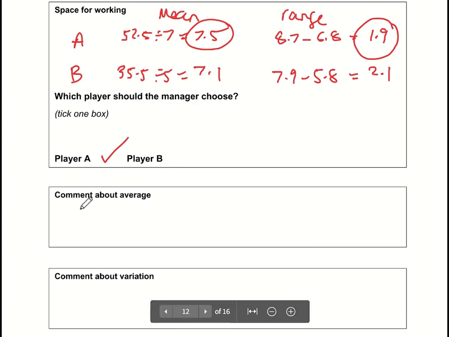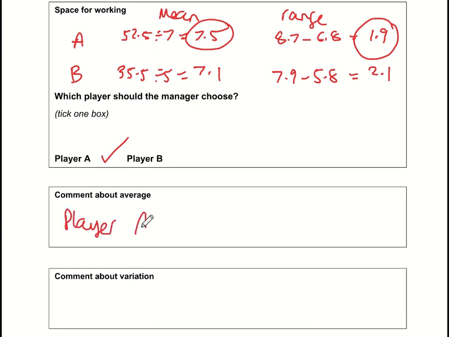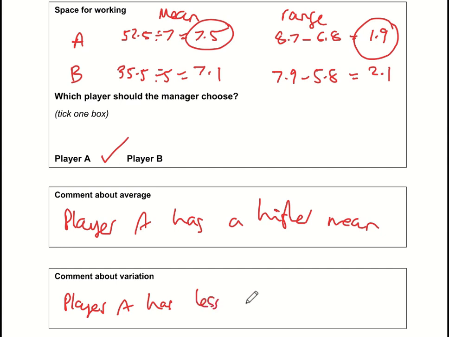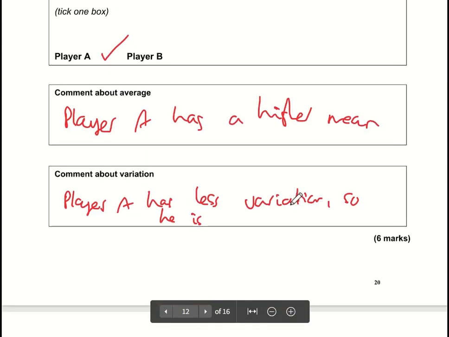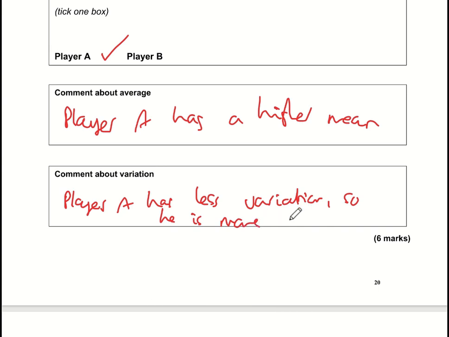So the comment about average, player A has a higher mean. Comment about variation, player A has less variation, so he is more consistent. So variation, think about range, and always link that to consistency. The smaller the range, the better, or the greater the consistency.